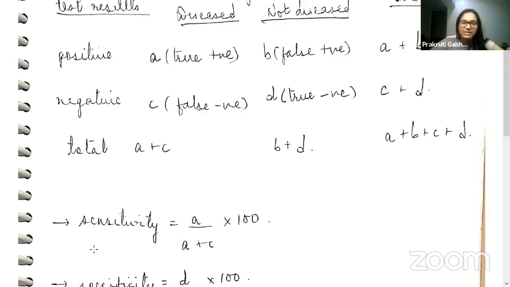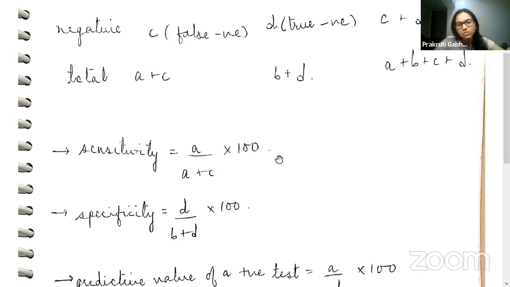If you realize, sensitivity and specificity, although they are measures of a screening test, you're actually dividing by the number of diseased and not diseased. So you're seeing the number of true positives out of all those diseased, and the number of true negatives out of all who are not diseased. So that was sensitivity and specificity.